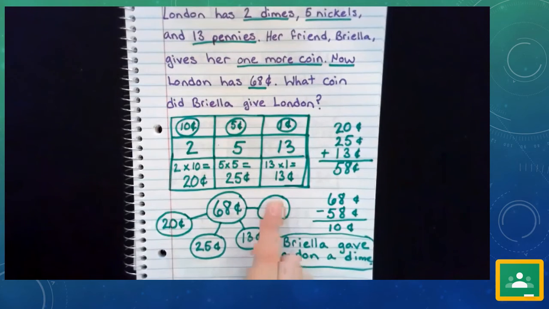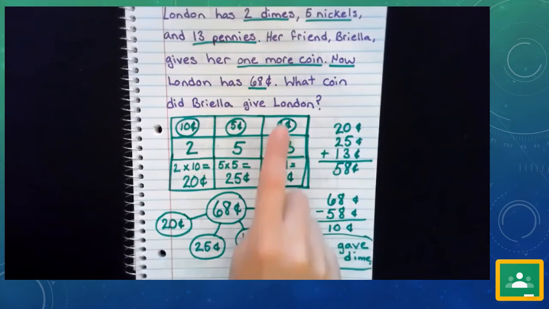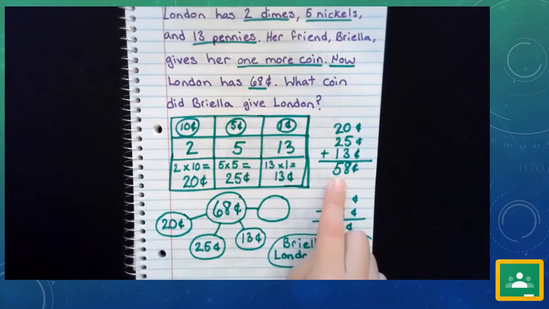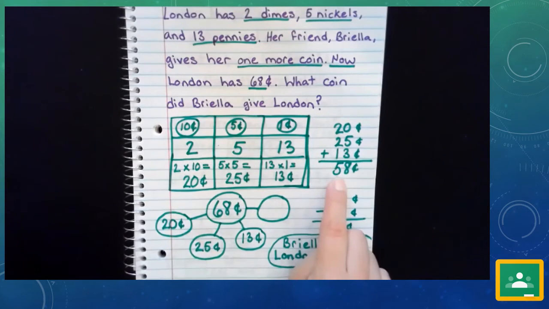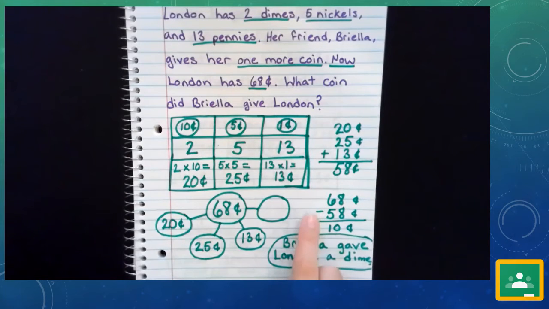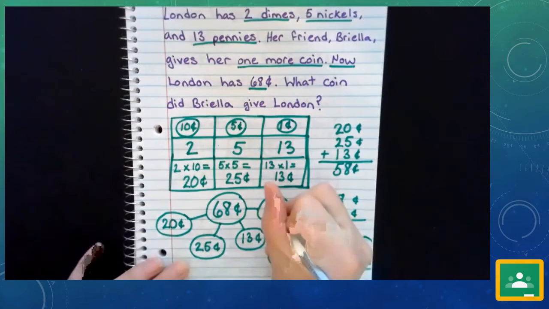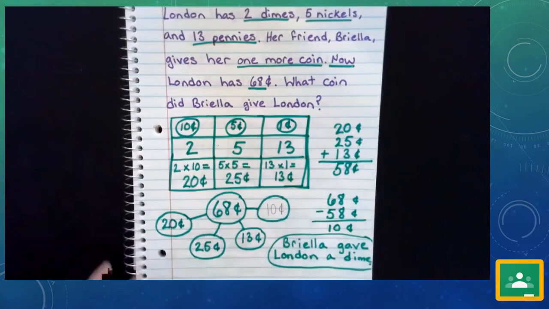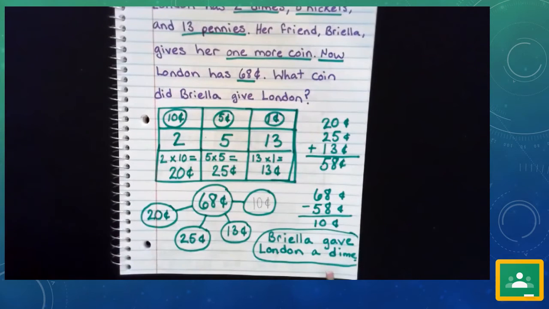So to figure out what 4 numbers when added together equals 68 cents, I need to find the difference between 68 cents and 58 cents. Because when I add 20 plus 25 plus 13, that's 58. So when I found that difference, 68 minus 58, that difference is 10 cents. There's only one coin in the United States that is worth 10 cents, and that is a dime. So that mystery coin that Briella gave London is a dime.